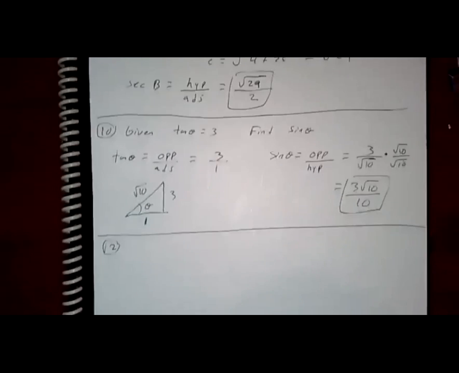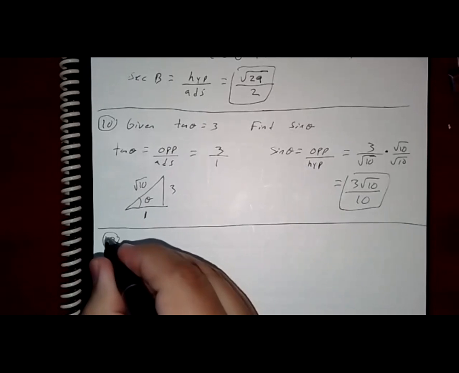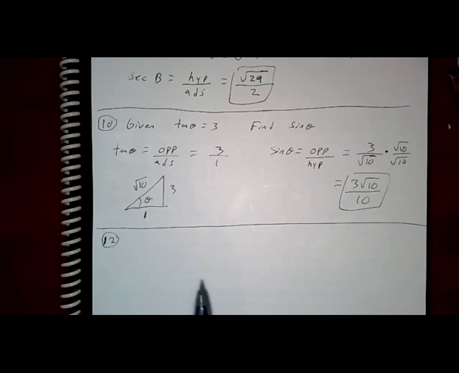Okay, number 12. So I pasted the problem. It says solve the problem. A radio transmission tower is 230 feet tall. How long should a guy wire be if attached 10 feet from the top and is to make an angle of 33 degrees with the ground? Okay, I feel like we did something similar, but we'll go ahead and do it just for extra practice.